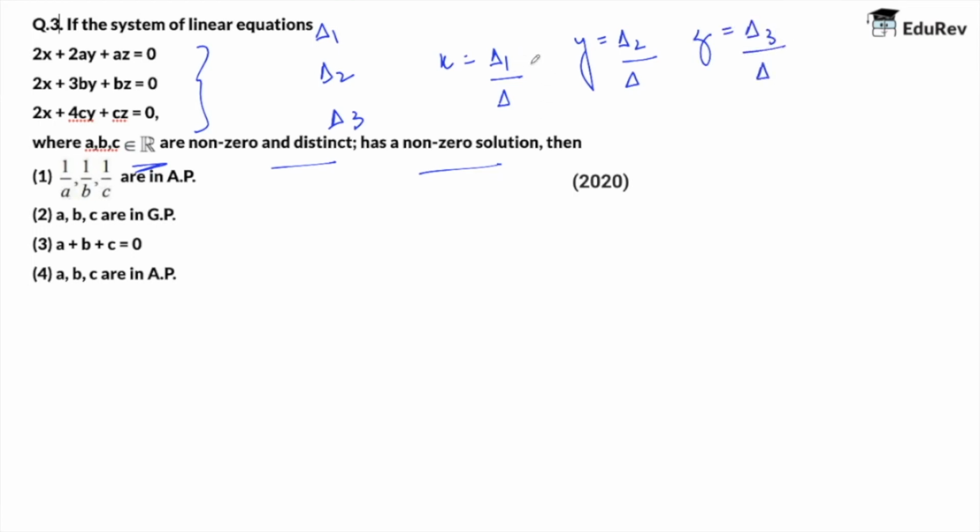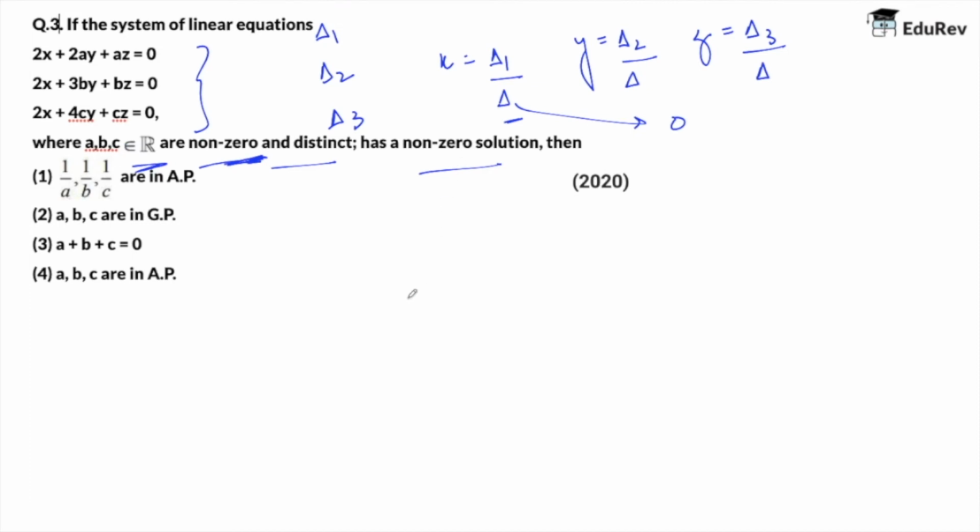Now when delta 1, delta 2 and delta 3 are 0, that means x, y and z are also 0. That means we have a unique solution, which is 0, 0, 0. But in the question they are saying that we have a non-zero solution, and this is only possible when the determinant is also 0, because at that point the solutions will be infinite. So we just need to convert this determinant into 0, and when that criterion is met, A, B, C will occur in the form of a series, and we just need to figure out whether it's AP or GP or whatever.